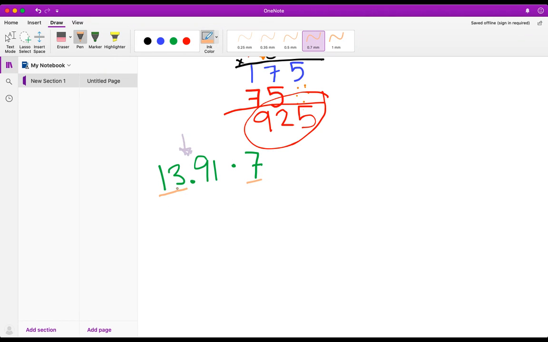And I know that 7 times 10 is 70. And I know that 7 times 3 is 21. And this is information I'm doing in my head.